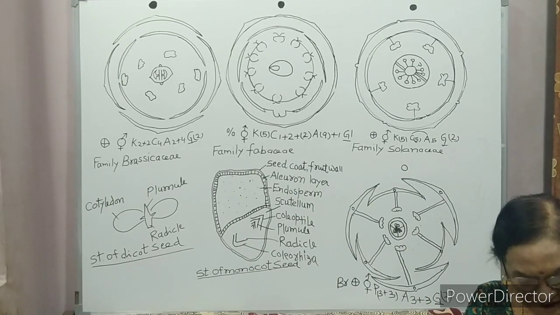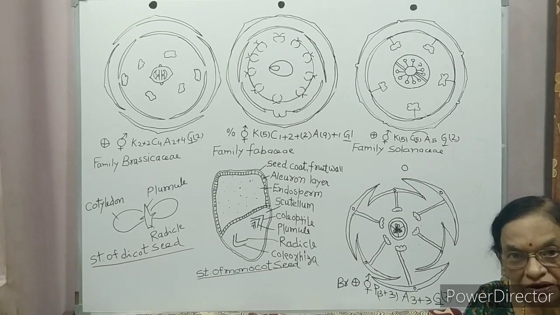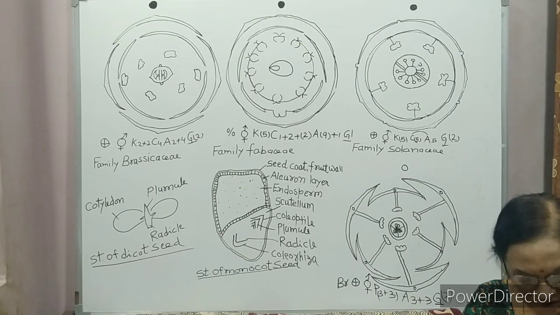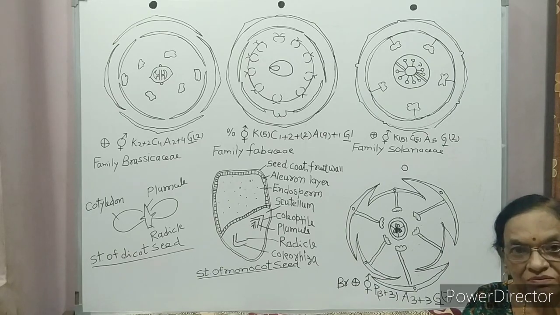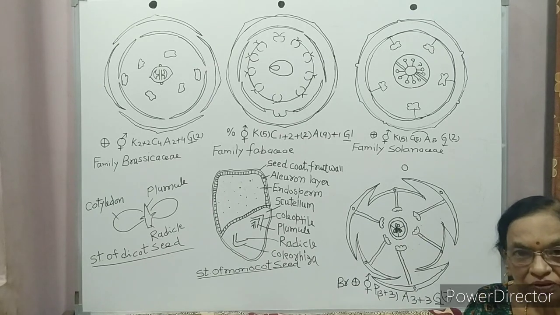Leaves are alternate, simple, rarely pinnately compound. Exstipulate, no stipule, and venation is reticulate.